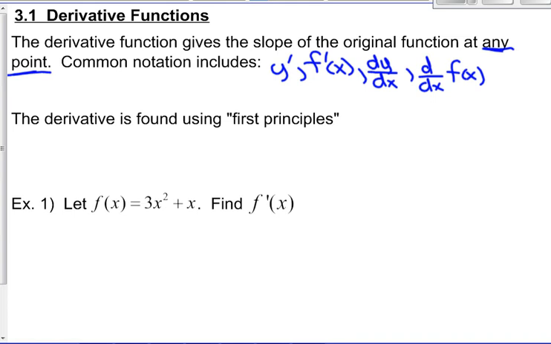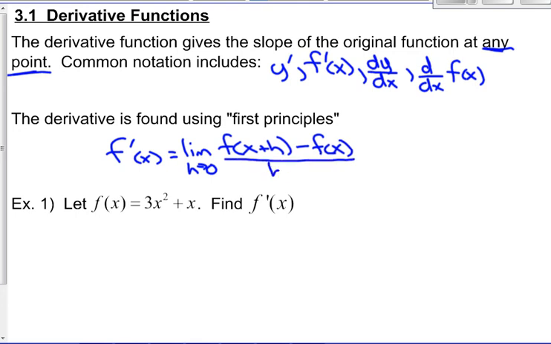The derivative is found using this first principles formula. And it all just stems from our basic slope formula, using points that are infinitely close together. So it's the limit as h goes to 0 of f of x plus h minus f of x all over h.